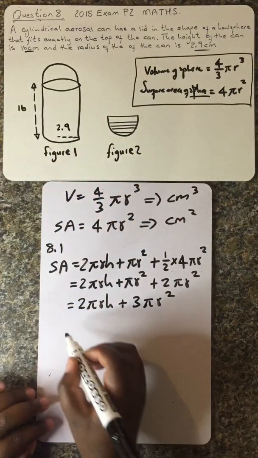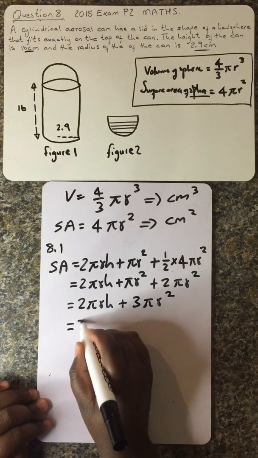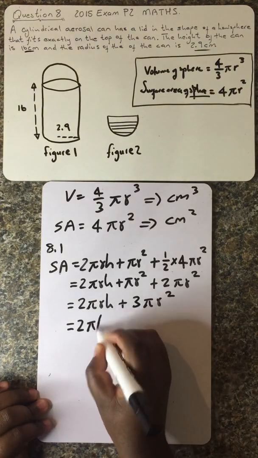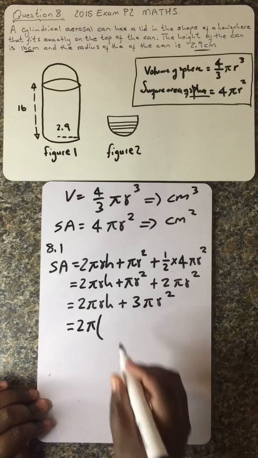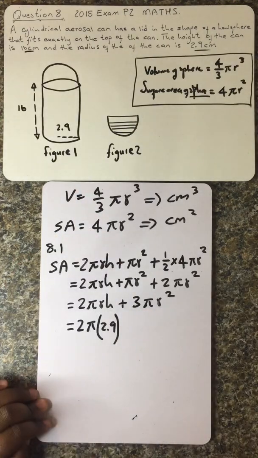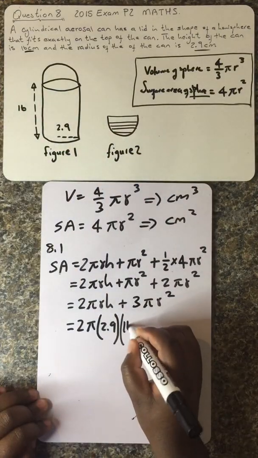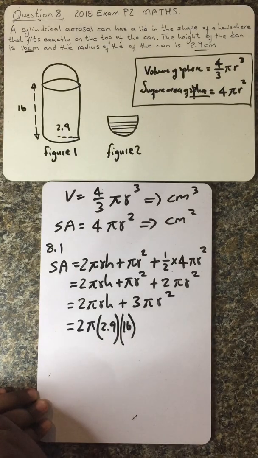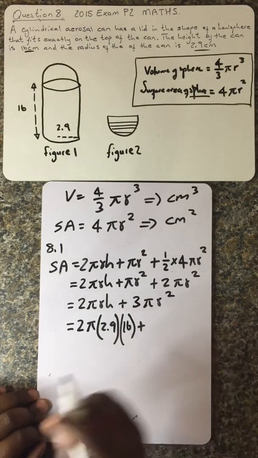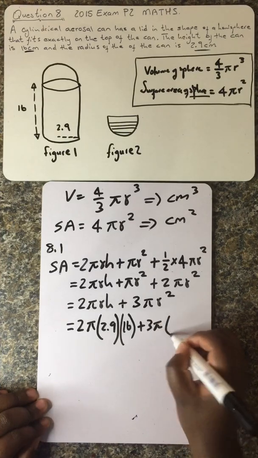So ladies and gentlemen, we can now substitute. Easy and straightforward. This is 2, this is pi. What is the r? We know the radius is 2.9. It's given in the statement. We can also see it in figure 1. What is h? There you go. You've got 16 as the height of the can. Very much important. Plus 3 pi. What is r, guys?